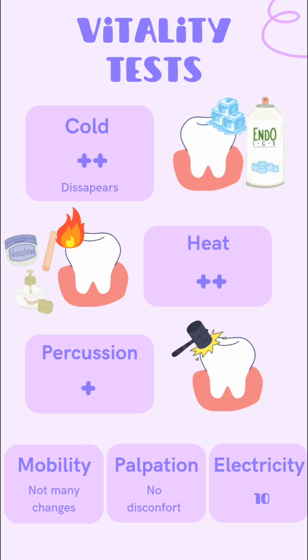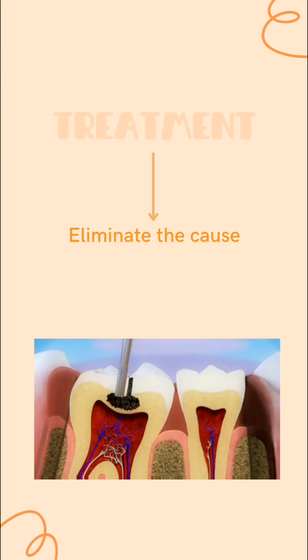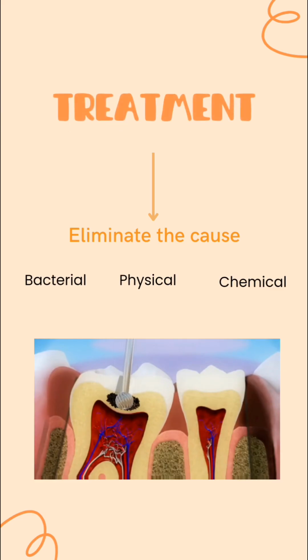At palpation, the patient will not feel greater discomfort, since in reversible pulpitis there is still no abscess or fluctuation. Finally, in the electrical test, the vitalometer will mark 10, which means that the pulp is still alive. The treatment will focus on eliminating the cause, so that it doesn't become an irreversible pulpitis.